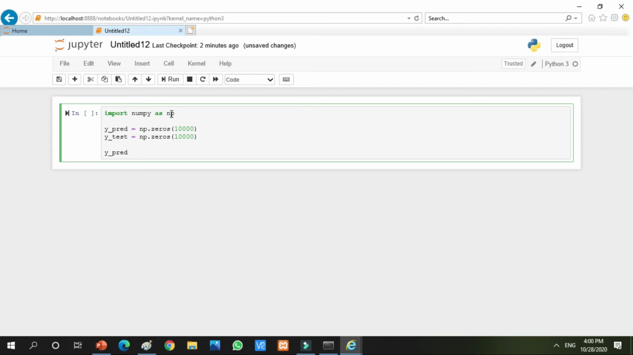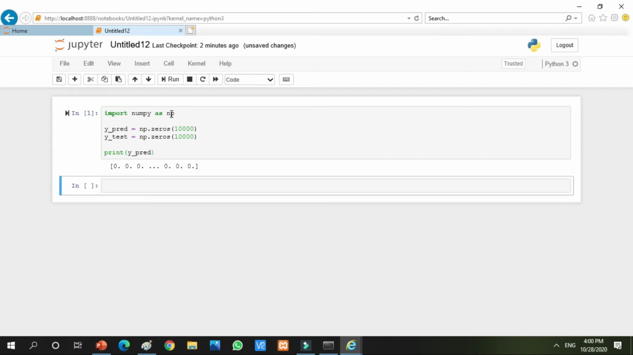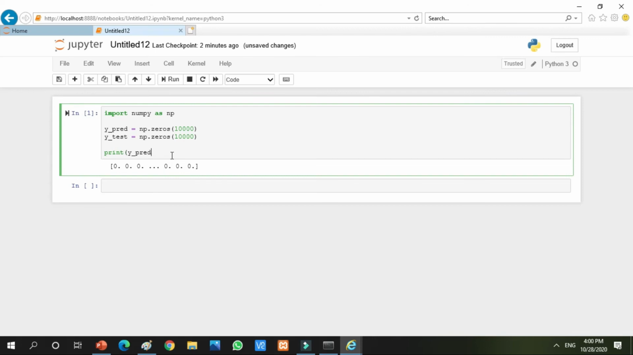what does this y predict or y test variable contain? So I am printing this matrix by using the print command and running this so you can get the clear idea. You can see it has printed 0.0 and dots. It consists of a simple matrix with 10,000 values and all the values are 0. I hope that you have got the clear idea about it.